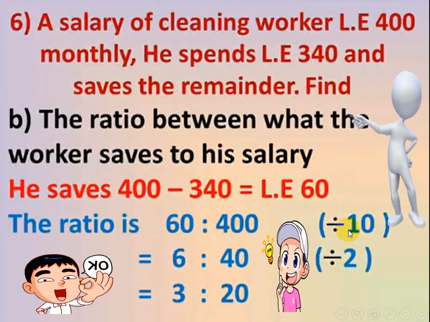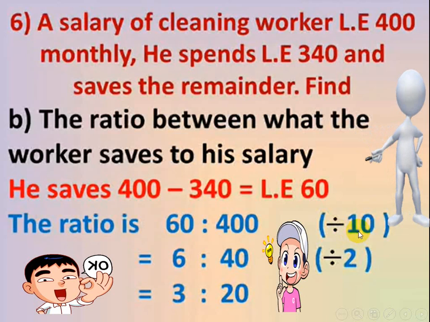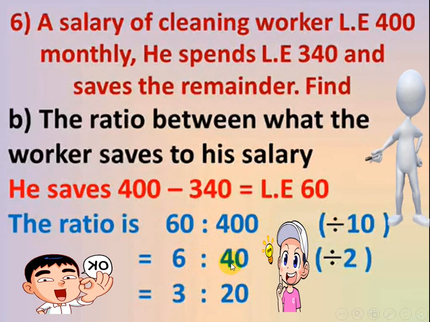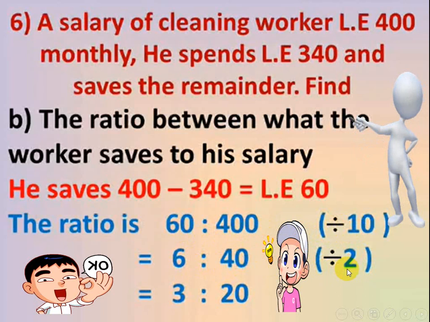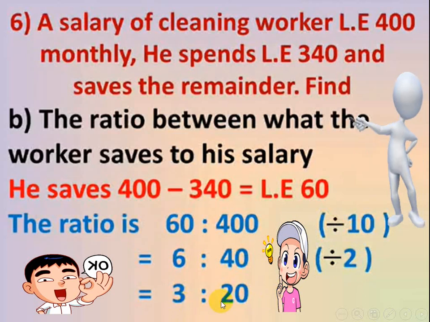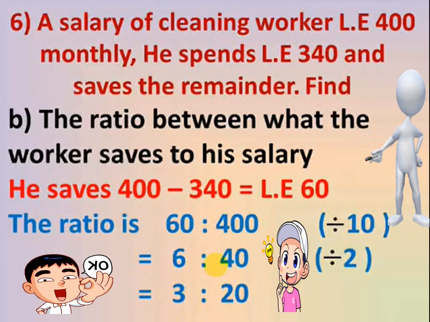60 and 400 are divisible by 10. Divide by 10. 60 divided by 10 equals 6. 400 divided by 10 equals 40. 6 and 40 are even numbers, so we'll divide them by 2. 6 divided by 2 equals 3. 40 divided by 2 equals 20. 3 and 20 are in the simplest form, so the ratio will be 3 to 20.